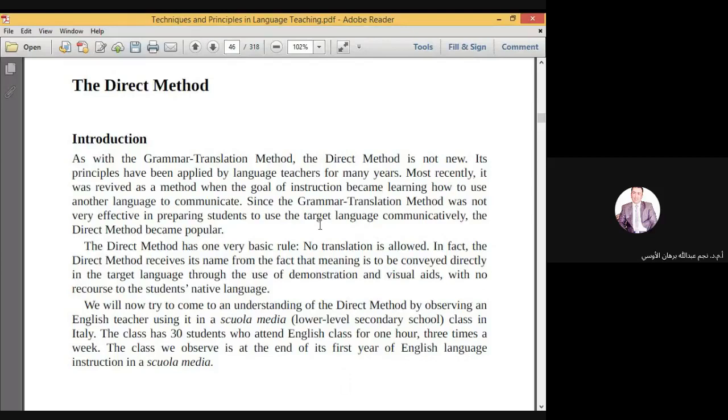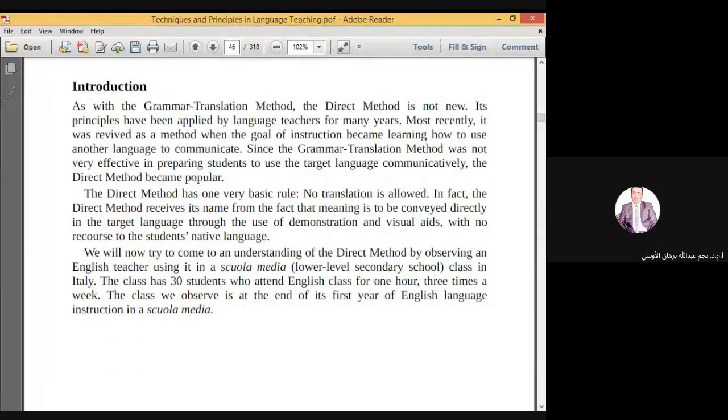Here the target language communicatively, this is our focus. And we will focus on the communicative approach maybe after 3 or 4 lectures: how can we communicate in the English language, and this is our aim, especially at this time, and how can you use it in your work. As I told you, we deal with the communicative approach in our schools, in our colleges. The direct method became popular.